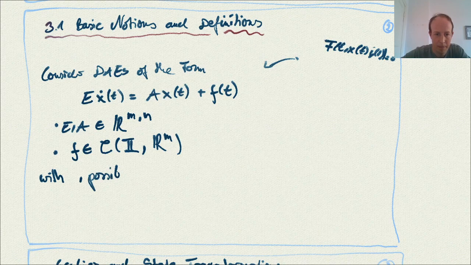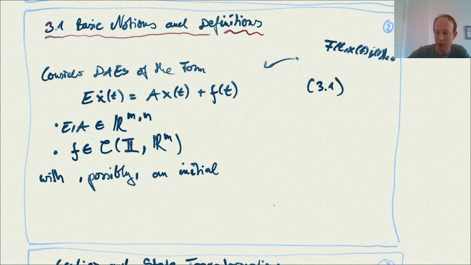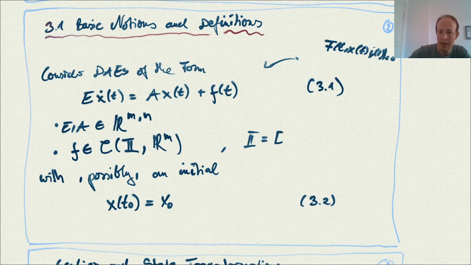With possibly an initial condition. Again, we will distinguish between what is just the DAE, this is 3.1, and what is the initial value problem that is made up of both the DAE and the initial value. But this is just in the general case, x of t0 should be x0. Maybe as a reminder, we had this time interval to be the interval from t0 to an endpoint.